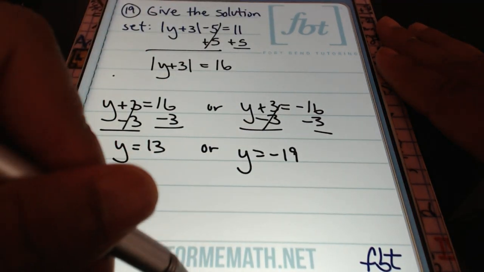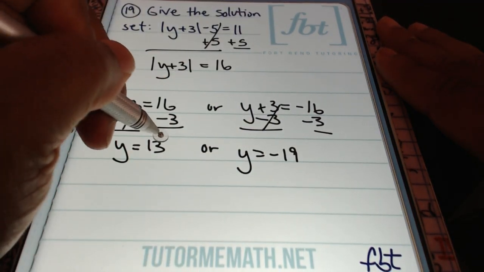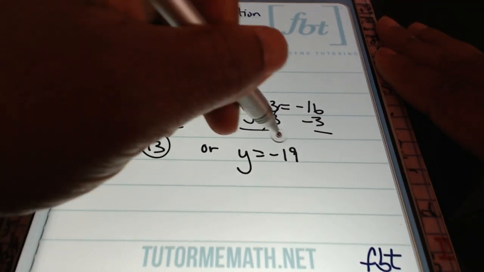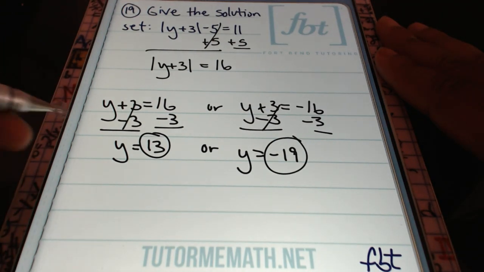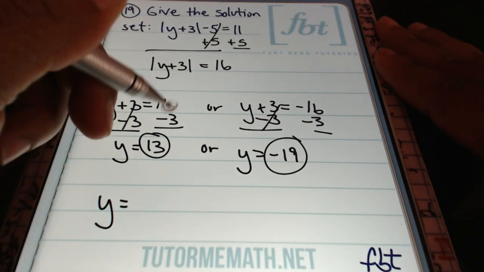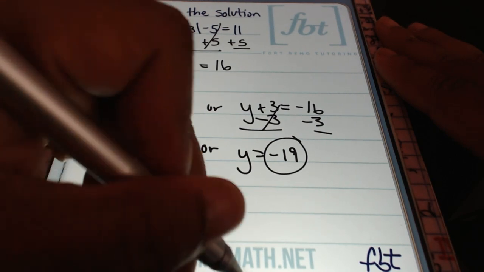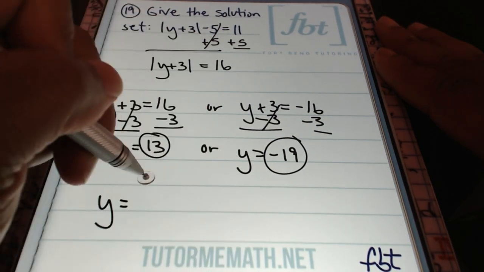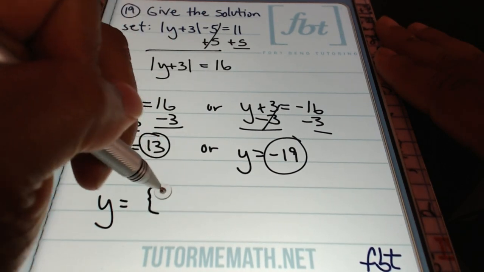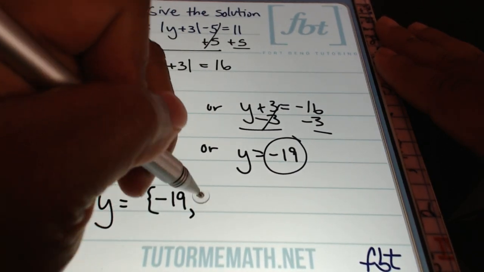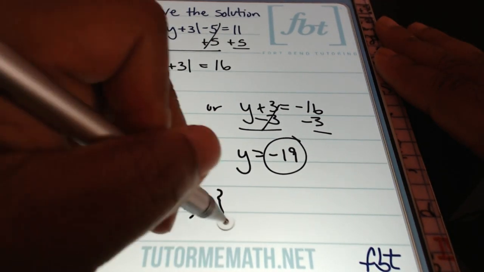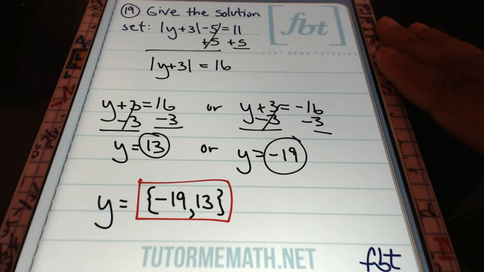There you go. So these are our solutions, and we're going to put them in a solution set. See that this is where the braces come into play. We have negative 19, we have 13, and we will red box it. There it is. Done and done. That was problem number 19.